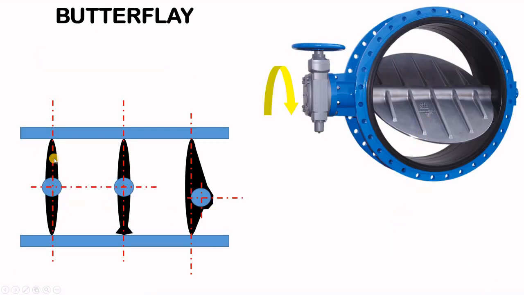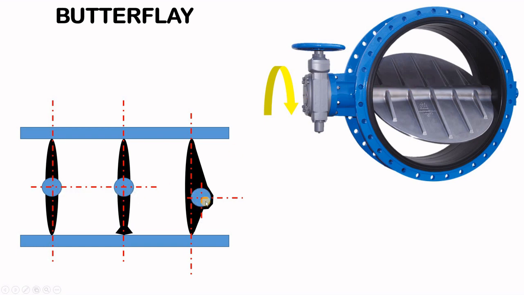Butterfly valve, as you can see, rotates a disc inside the body of the valve, and it can have different shapes. The different shapes can give you different characteristics again. Now you can see here, this is the center of our disc. Exactly in the center of our disc is the axis.